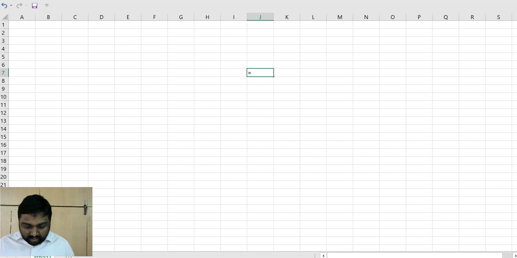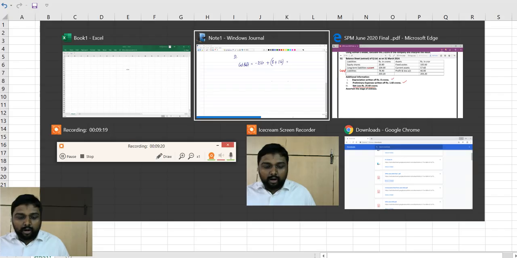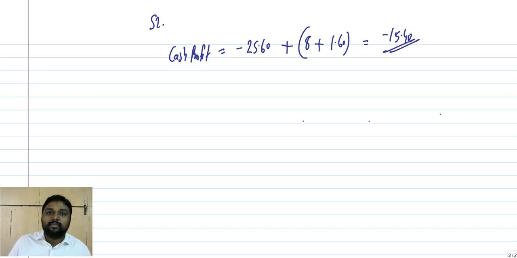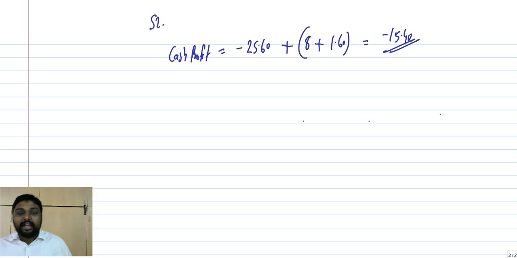So what will be the answer? 8 plus 1.6. If I am not wrong, the answer will be minus 15.4. That is, your cash profit is minus 15.4. So already there comes one minus.